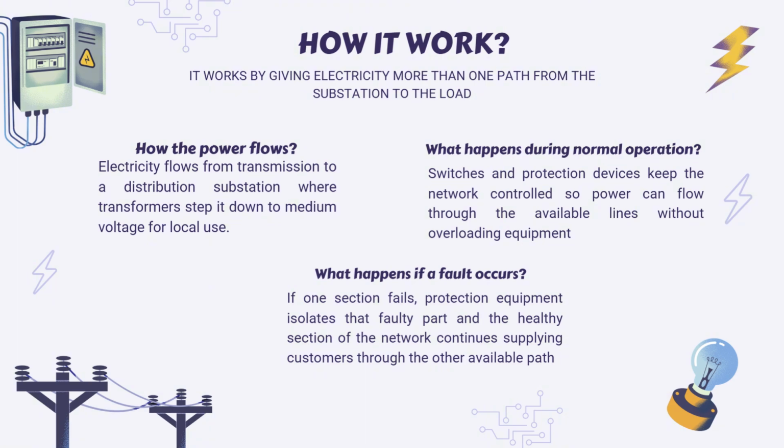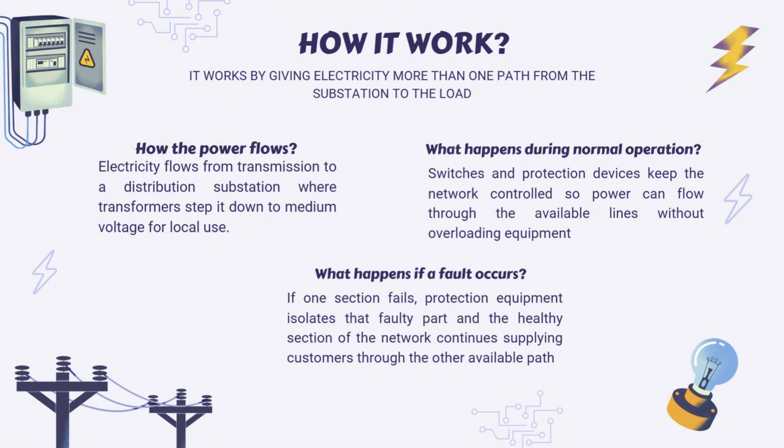What happens during normal operation? During normal operation, switches and protection devices keep the network controlled so power can flow through the available lines without overloading equipment. In many systems, the load is shared among parallel feeds, which improves reliability and flexibility.